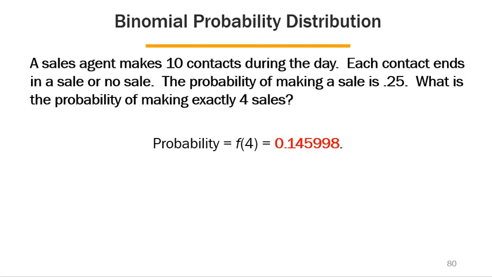So hopefully you got an answer of 0.145998 as the probability of making exactly 4 sales. If you didn't get that, you can go back and double check your values, make sure that you're using the right formula to get that through.